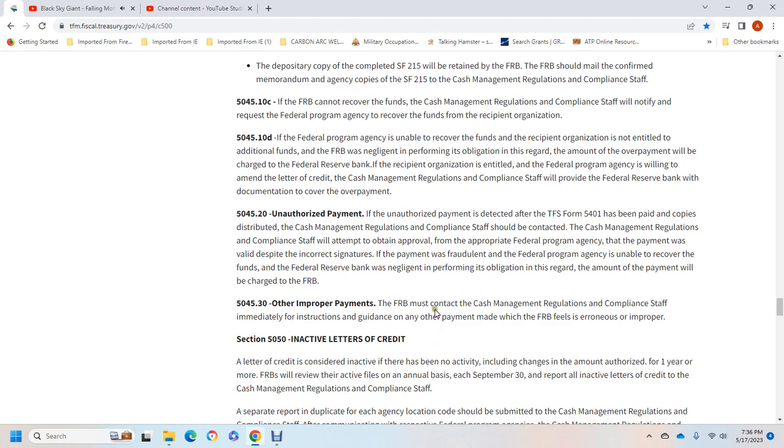5045, 30, other improper payment. The Federal Reserve Bank must contact the Federal Cash Management Regulation Compliance staff immediately for instruction and guidance for any other payment which the Federal Reserve Bank feels is improper.